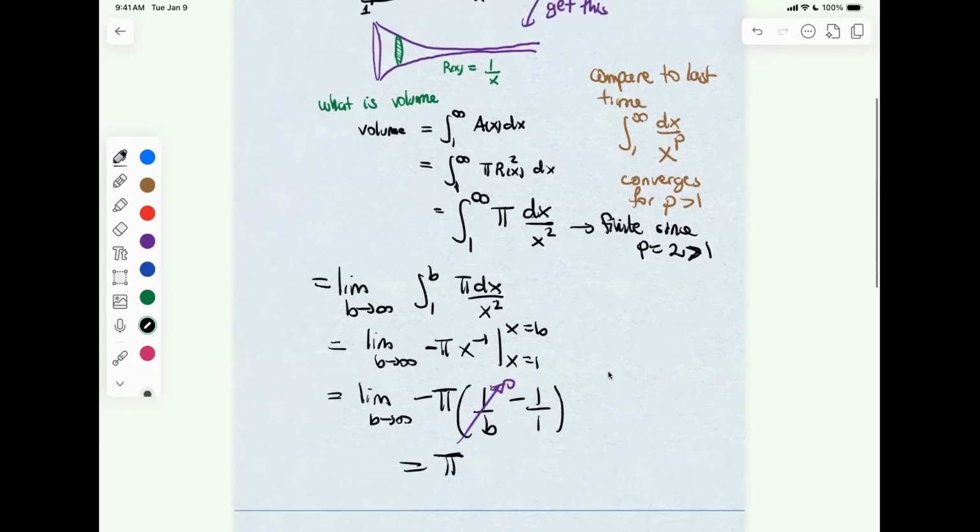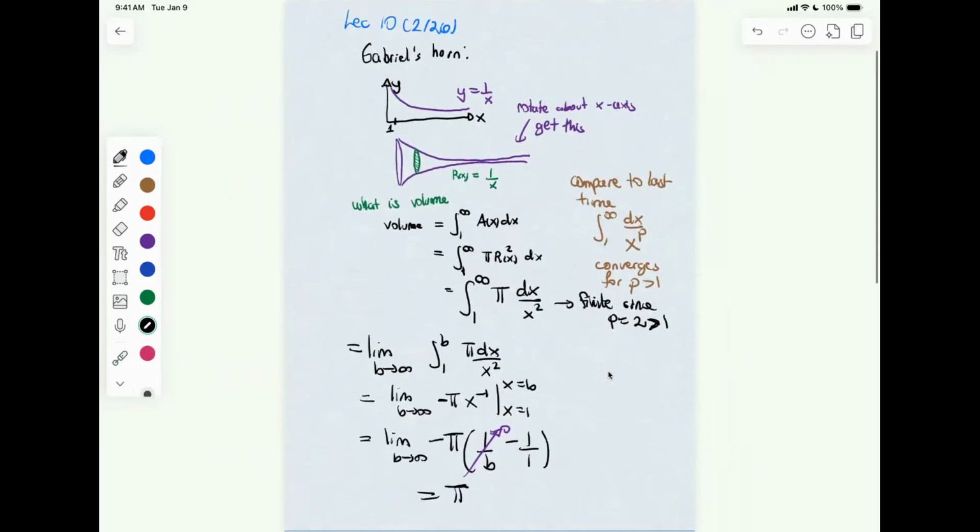So what that means is that this horn, or this shape, has finite volume. Or that is how you could interpret it if you wanted to. But if you didn't want to talk about it in those terms, because this infinity thing can be a bit shady, one way to think about it is saying no matter how long any finite horn is, its volume is always less than pi and gets closer and closer to pi.